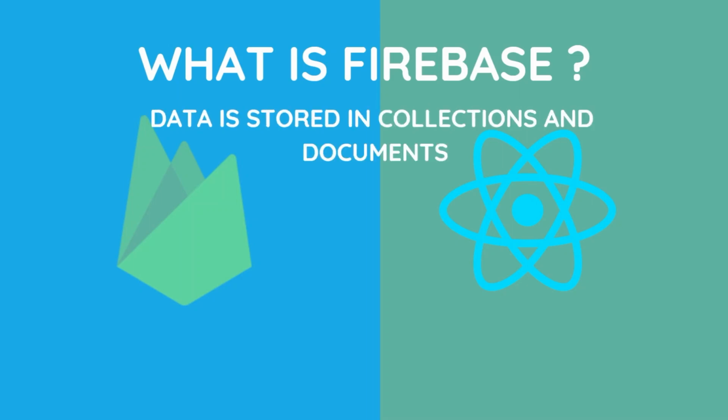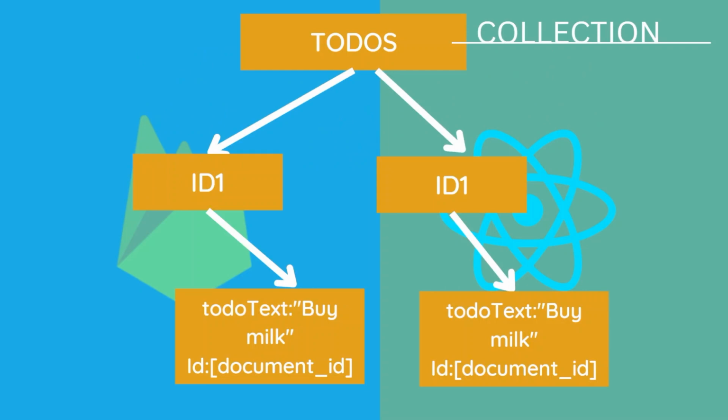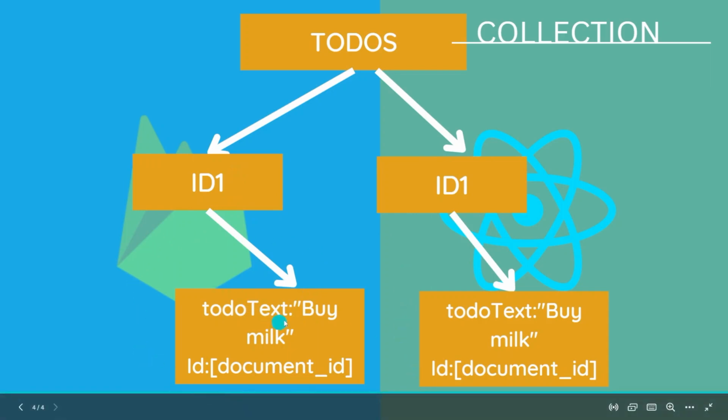Okay, data is stored in forms of documents and collections. So this is just an overview diagram of what it is. We have a collection of to-dos and we have a document here for an example. Let's call it ID1, and we could have ID2. Of course, IDs are unique. So inside here, we have a JavaScript object. We have what the to-do is supposed to do, buy milk, and we have the ID. And I just put a placeholder here. Actually, this is supposed to be the document ID. So this is how it's going to look like.